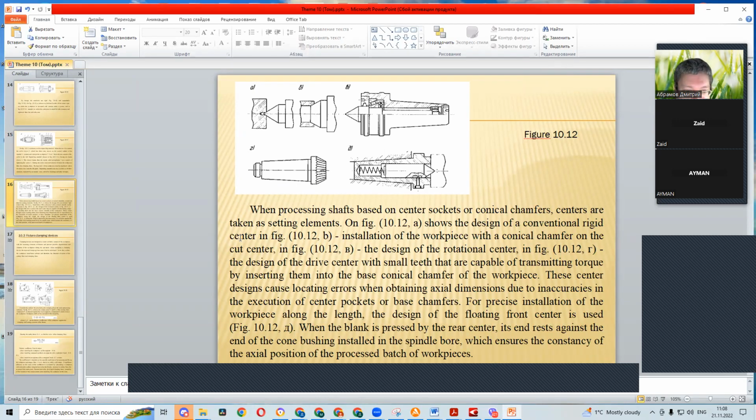Figure 10.12. When processing shafts based on center sockets or conical chamfers, centers are taken as setting elements. Figure 10.12a shows the design of a conventional rigid center. Figure 10.12b shows installation of the workpiece with a conical chamfer on the cut center.